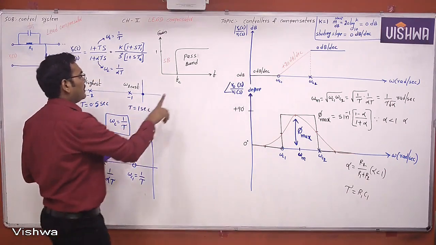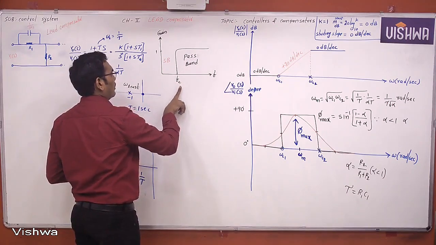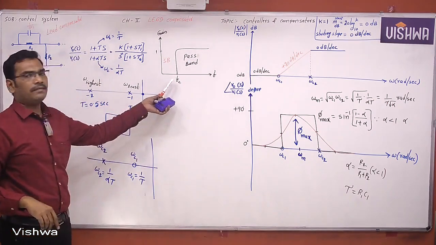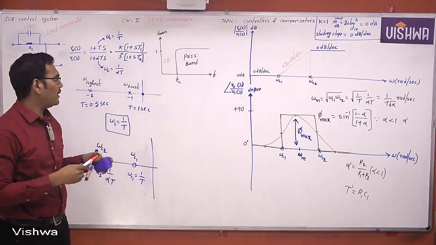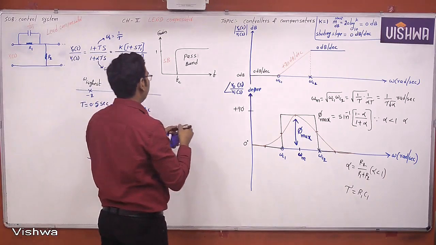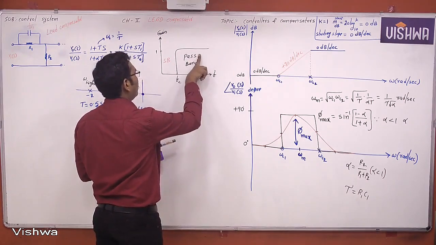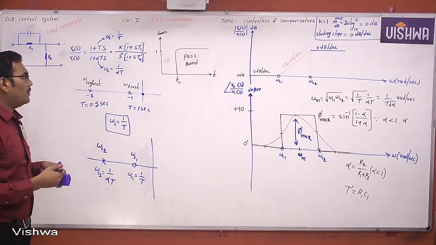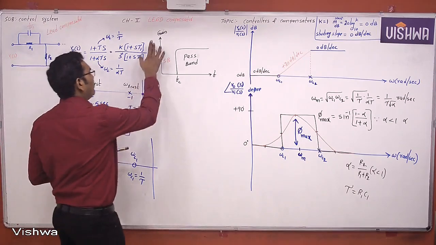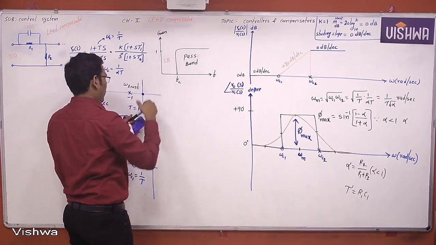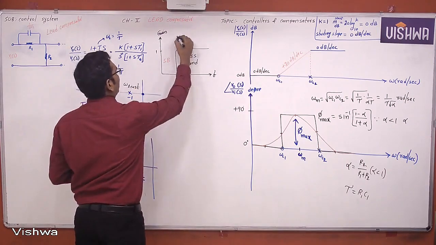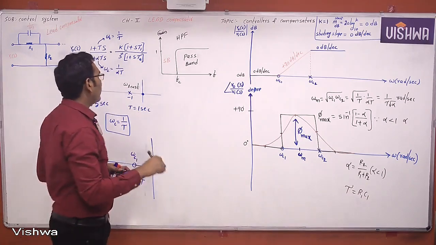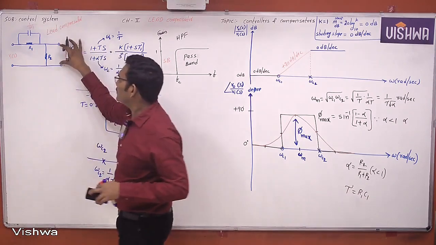The frequency greater than the cutoff frequency is the pass band, and the frequency less than the cutoff frequency is the stop band. Now see here, this is the gain versus frequency characteristics of which filter? High pass filter, right?